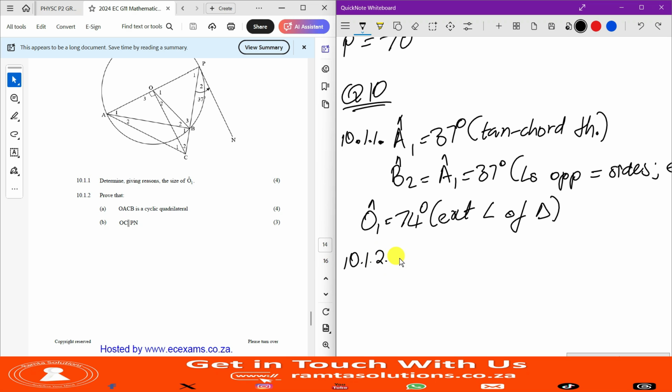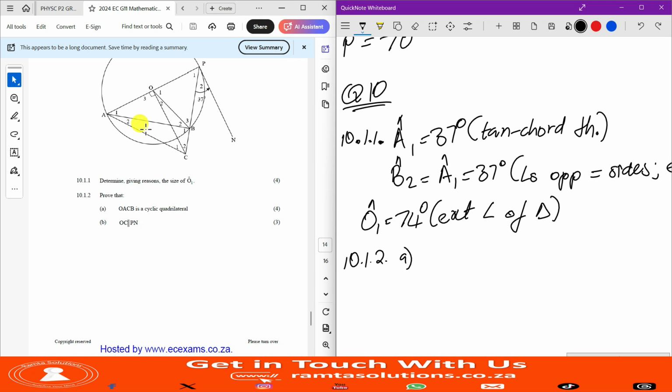10.1.2: prove that OACB is a cyclic quadrilateral. So we need to prove that this is a cyclic quadrilateral. Right? So let's see what I'm seeing here.